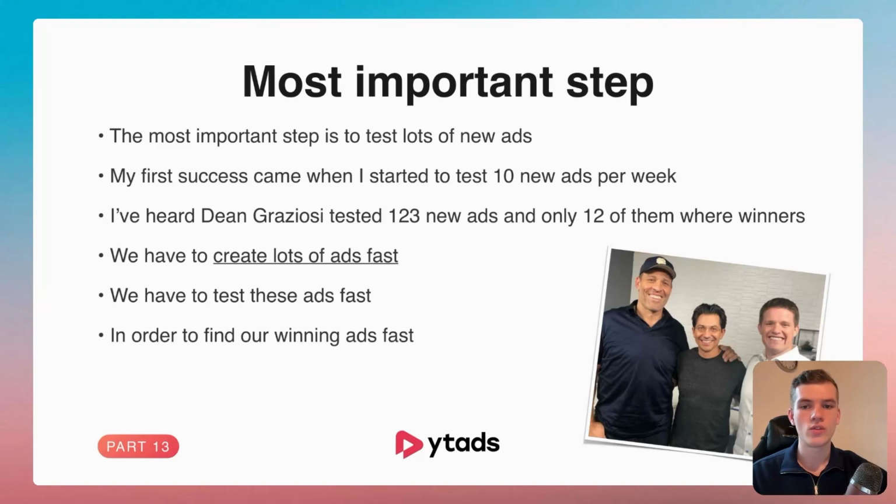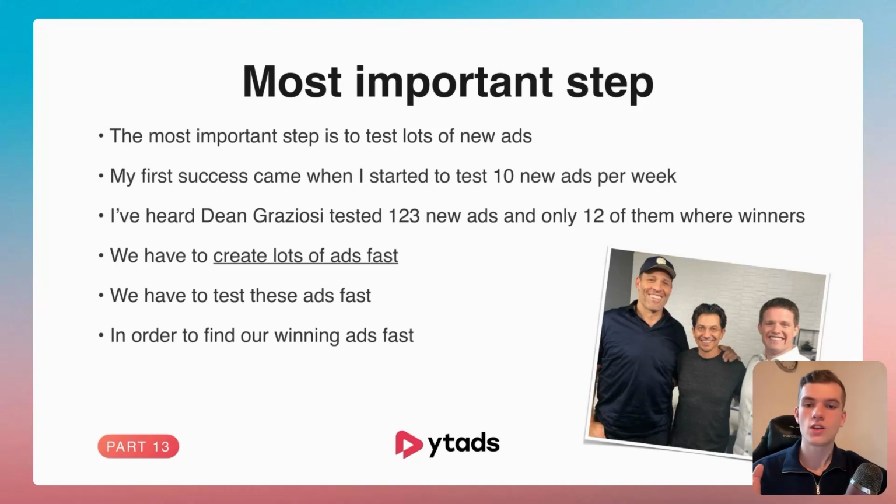My first success with YouTube ads came when I started to test 10 new ads per week. I didn't find any profitable YouTube ads until I started to test 10. Yes, 10 new ads per week. And I've heard Dean Graziosi, that's the person on the picture in the middle, Dean Graziosi tested 123 new ads and only 12 of them were winners. So even absolute experts like Dean Graziosi, the dude in the middle in the picture, even extreme experts need to test 123 new ads to find 12 winners.